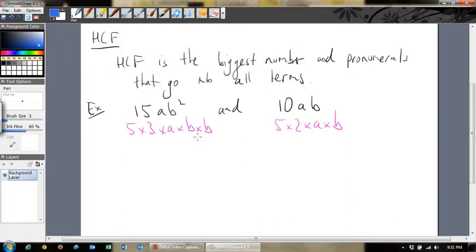Now, what is our highest common factor? Let's have a look at the biggest number and pronumeral that go into all terms. So what is the biggest number that goes into both of these? Well, we've got our 5 there and our 5 there. So our highest common factor will have a 5 in it. Okay, excellent. What about our pronumerals? Let's have a look at A. Is A in both of these? Yes, it is. There's an A there and there's an A there. So A will go into both of these two terms. How about B's? We've got B times B here, and we've got just an ordinary B here. So B will go into both of these two terms here.